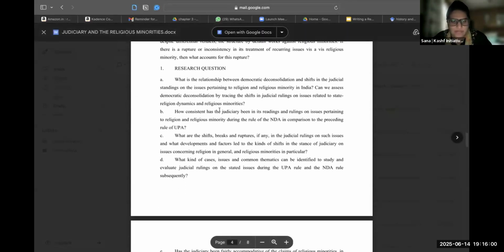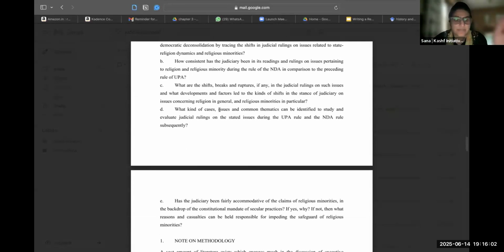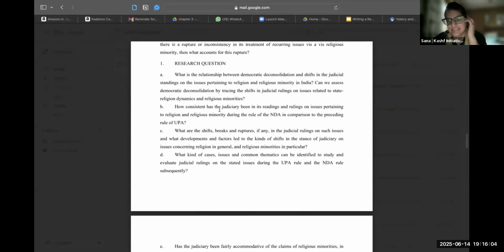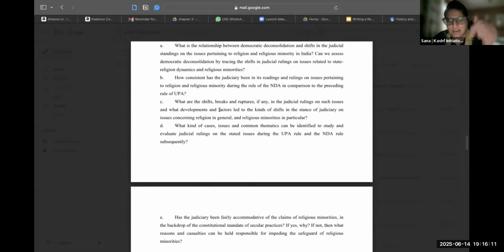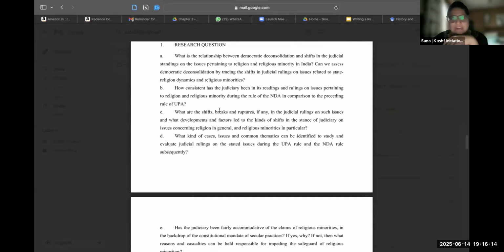And then there's a separate section, research questions. I had 5 research questions back then, but I would really say that these are all subsets of the first research question, and don't keep 5, please. 3 is good. All of these really are subsets of the first research question. And see the research question: what is the relationship between democratic deconsolidation and shifts in the judicial standings on issues pertaining to religion and religious minority in India? That's all I'm studying. I'm simply trying to understand the relationship between democratic deconsolidation and shifts in the judicial standings related to religious minorities in India.